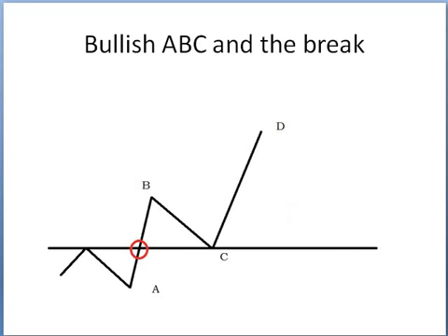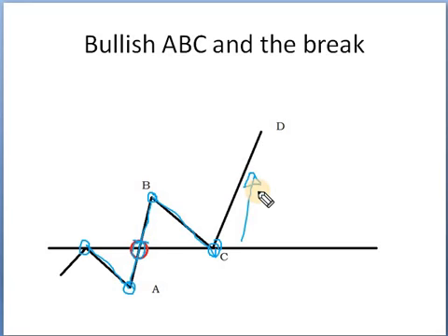Here I have an example of a bullish ABC pattern, and if you have a look here, the price made a higher high here, comes back to point A, then goes up to point B. Obviously, before going to point B, it has made a break here. This is the breaking level. Price comes back to point C, and then it goes up.